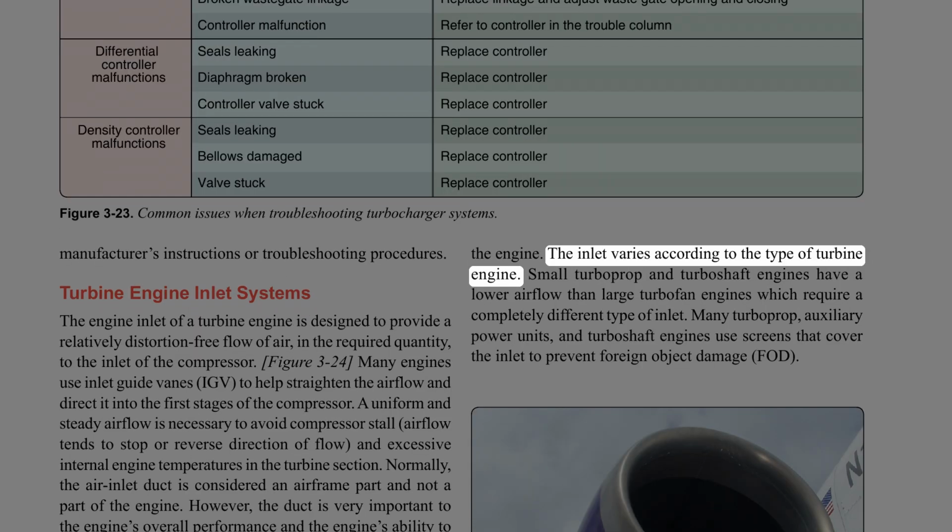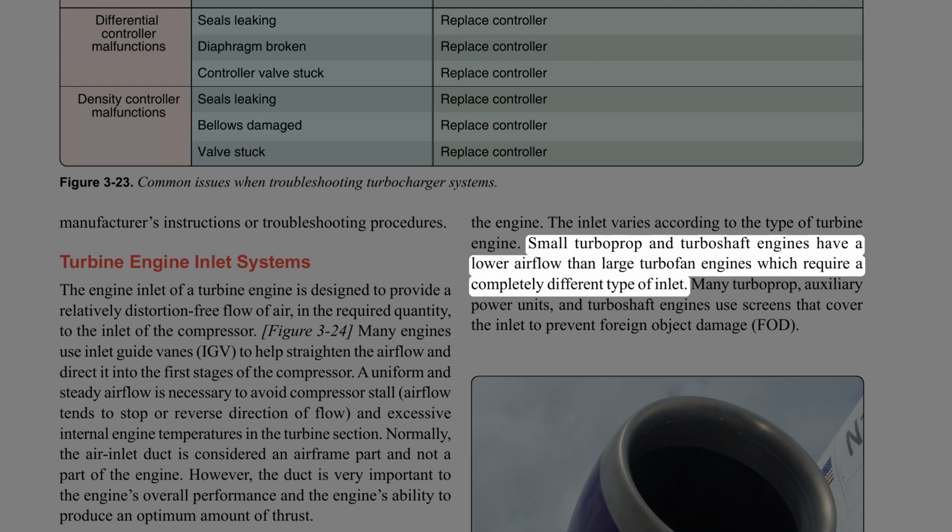The inlet varies according to the type of turbine engine. Small turboprop and turboshaft engines have a lower airflow than large turbofan engines, which require a completely different type of inlet.